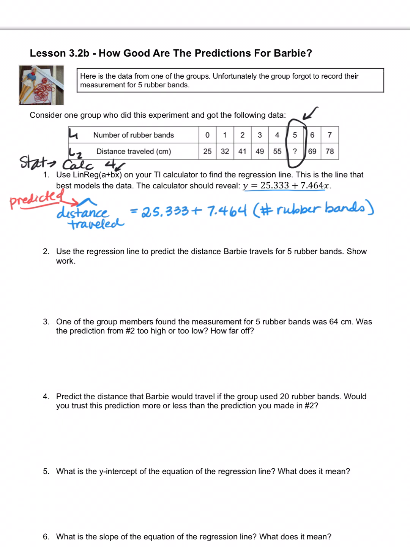So then look at number 2. Use the regression line to predict the distance that Barbie travels for 5 rubber bands. How would we do that? Put it in the equation. Put the 5 in for x, right? That's all there is to it. So my predicted distance would be 25.333 plus 7.464 times 5. And when I run that, I get 62.653 centimeters. Do we have to show work? Yes. You have to show work. I know the calculator's doing it for you, but you need to do it.